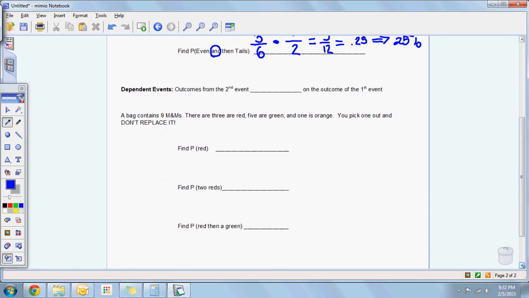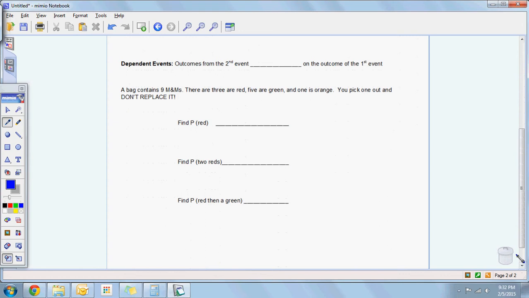Alright, now we're going to talk about dependent events. So independent events had no effect on each other. Dependent events are going to affect each other. So the outcome of a second event depends on what happens in the first event. So a big hint when you're trying to decide if something is an independent or a dependent event is this phrase down here. I want you guys to circle this. This is huge for dependent events.